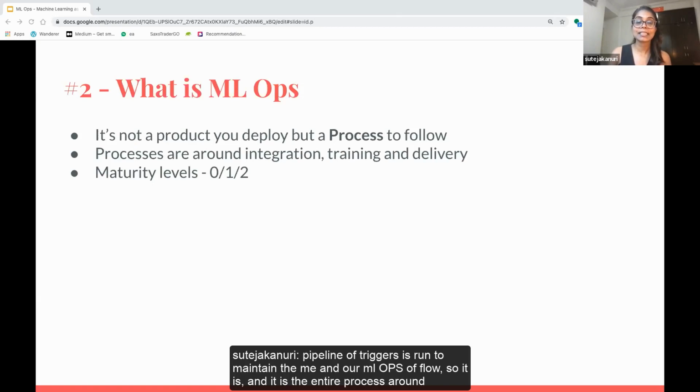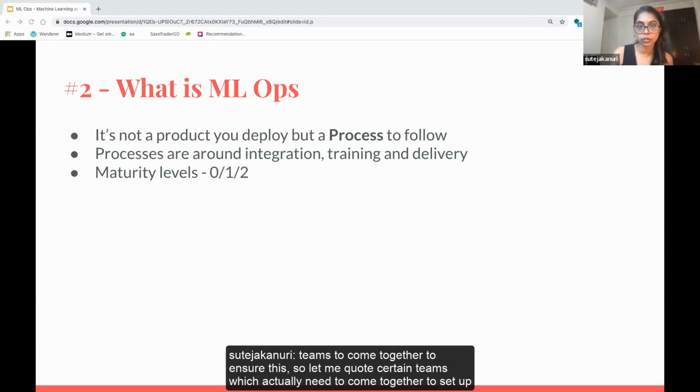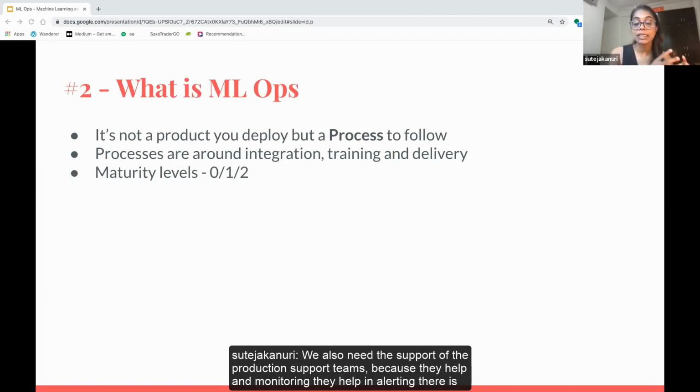So it is the entire process around integration, training, and delivery, and it needs different teams to come together to ensure this. So let me quote certain teams which actually need to come together to set up the entire MLOps in the organizations. So first one is definitely the entire data team, which comprises platform teams, engineering teams, machine learning teams. We also need the support of the production support teams, because they help in monitoring, they help in alerting.